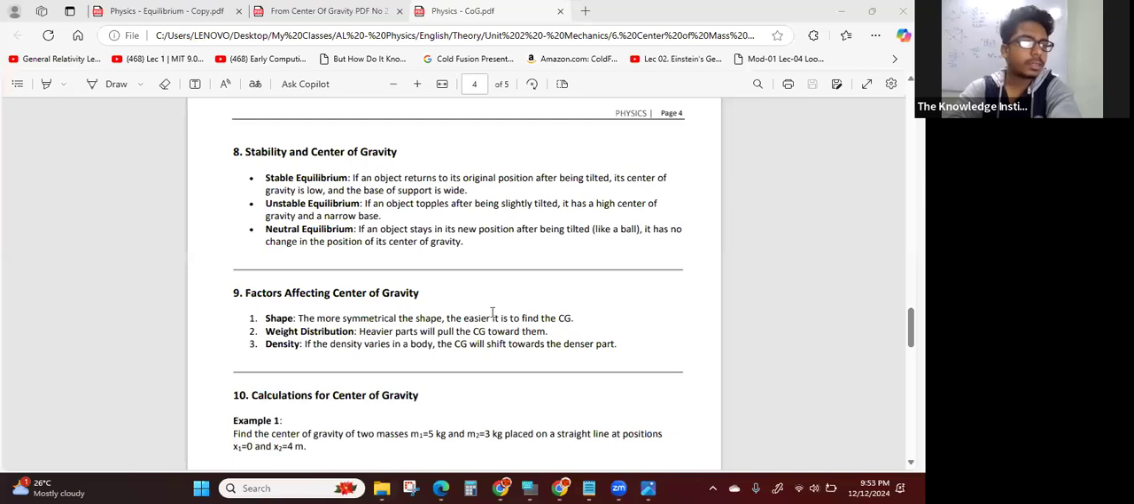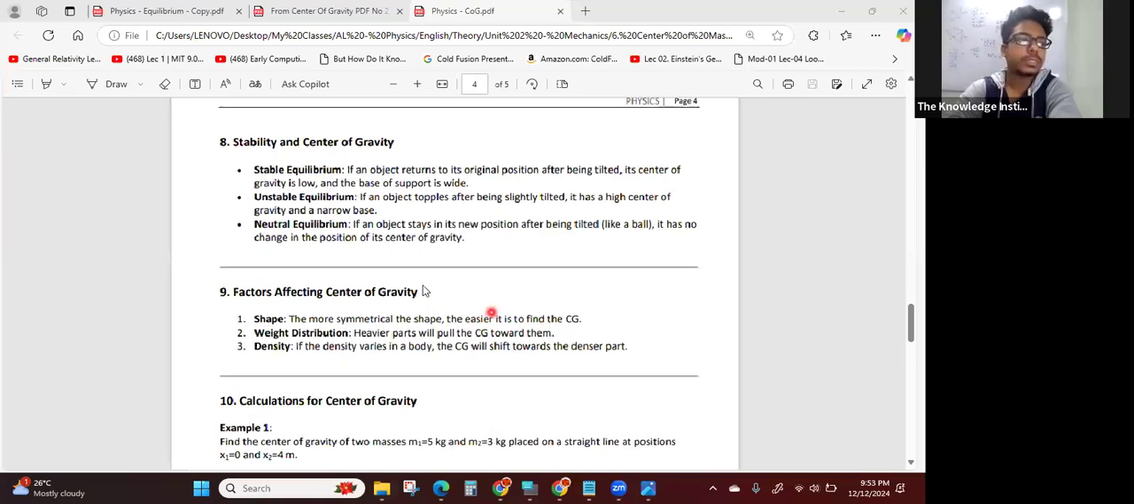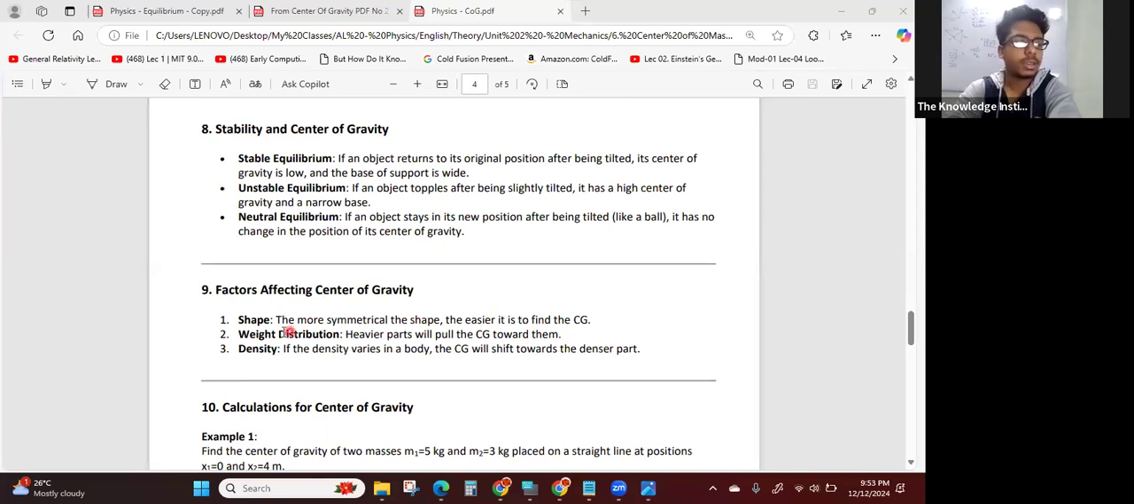And the factors affecting the center of gravity of solid objects are shape, weight distribution and density. Or here you can write mass distribution.